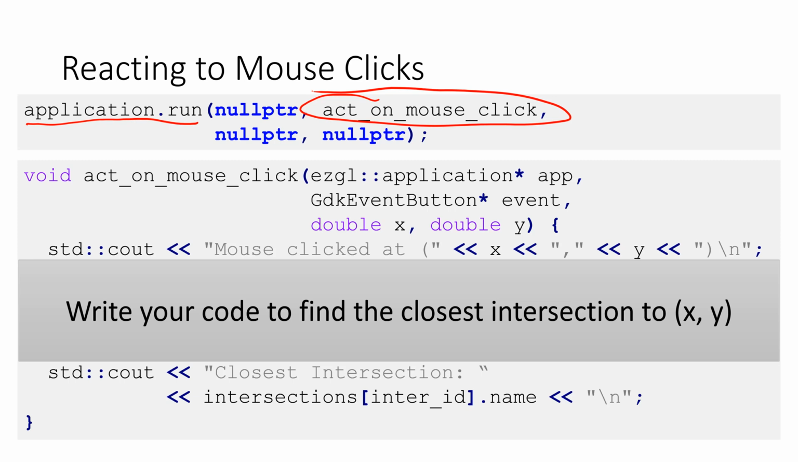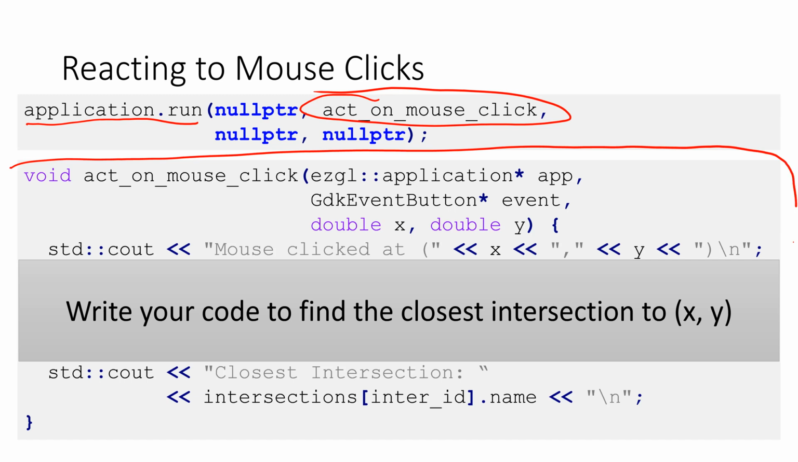So we're going to pass a function pointer into this application.run. And all that means is we're passing the name of a function that ece2 should call when someone clicks in that big drawing area, that canvas where we're drawing the map. We have to write that function. So here's the actual body of it.